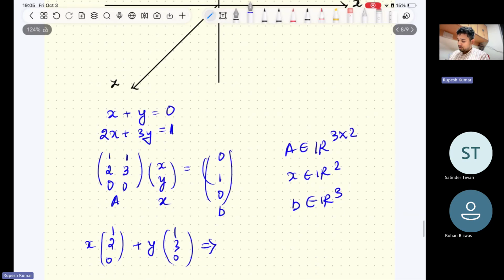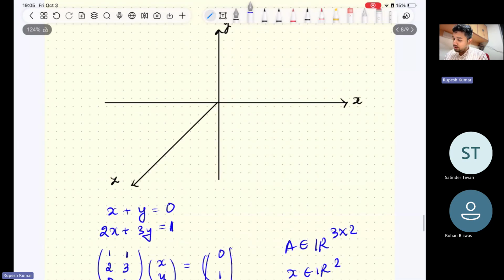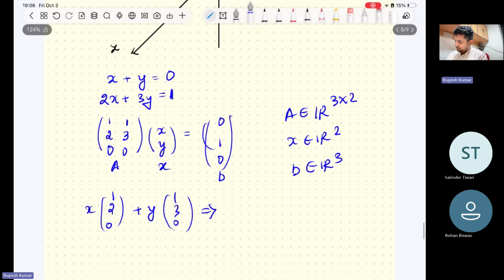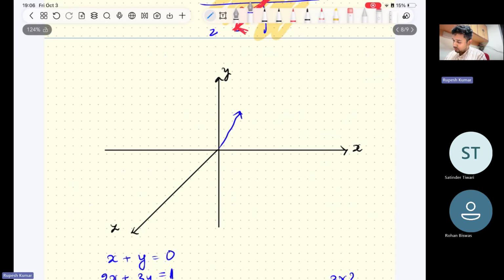You can always say that 1, 2, 0, this vector will lie at 1, comma 2 here. So this is your first vector, right? And the second vector is 1, 3, 0. So 1, comma 3, right? So this is your second vector. Now using these two vectors, which space can you span? Can anyone tell me?